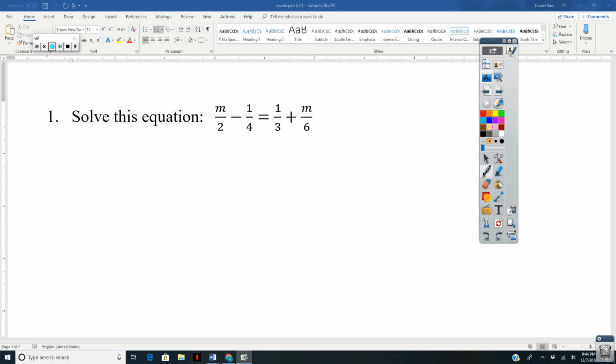On problem number 1, the goal is to get all those denominators to be the same. The first thing you're going to do is multiply all of the denominators. So you take, and let me get my calculator, 2 times 4 times 3 times 6. Let's see what that gives us. 2 times 4 times 3 times 6 gives us 144.